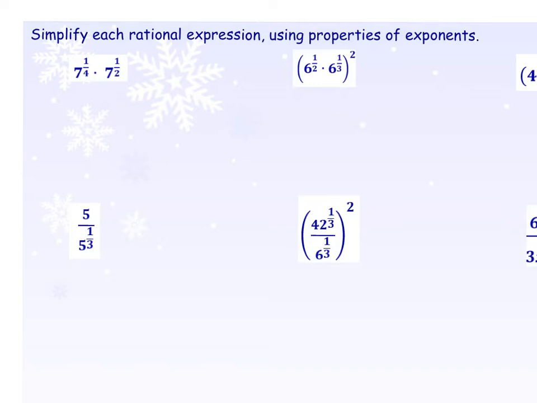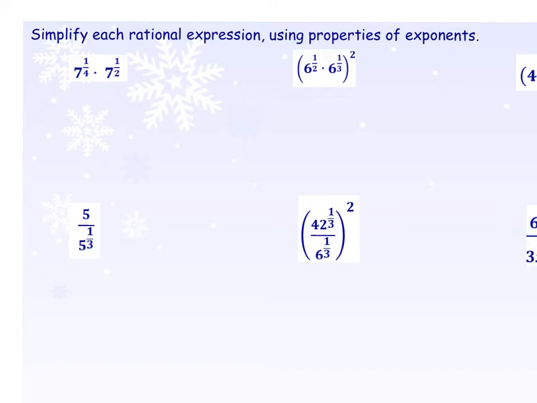If you feel like it would be beneficial to have all the properties from Chapter 5 with you, I would pause the video and grab your note packet. Have Lesson 5.1 ready to use as we go through these 6 examples. We're asked to simplify each rational expression using properties of exponents.